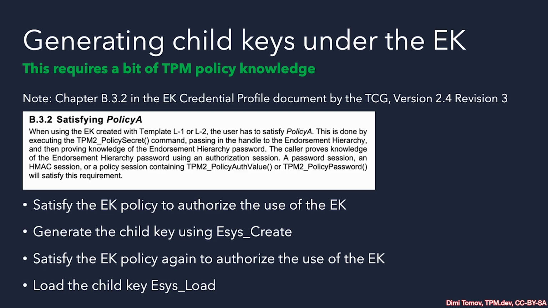And if you remember when discussing the ESAPI API for creating a primary key, creating a child key, and loading it, the creation of the primary key and the load procedure in the TPM happens at once when we call Esys_CreatePrimary. But with the child keys, we have to create the key and then load it. And because the creation of the key involves the EK wrapping and protecting the child key, we need to satisfy the EK policy once. And then when we want to load the child key, we fetch encrypted private material. So we need to authorize again the primary EK to unwrap the private material of the child key and then perform the TPM load operations using Esys_Load.